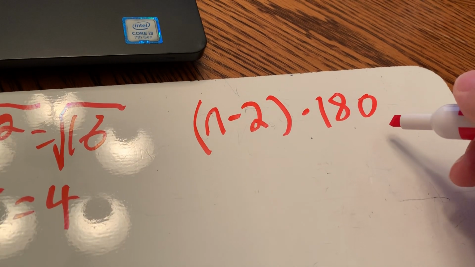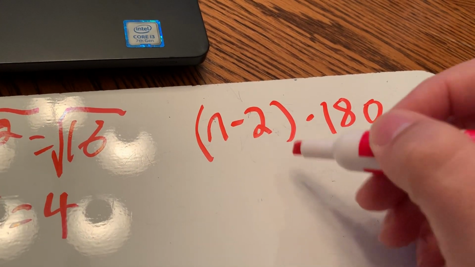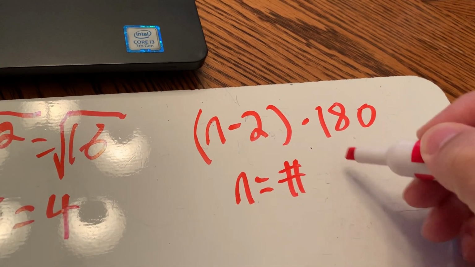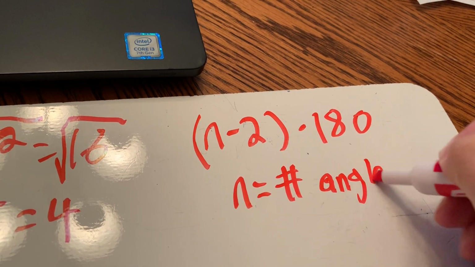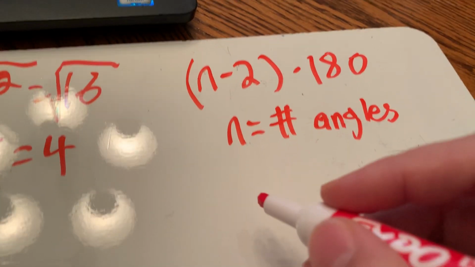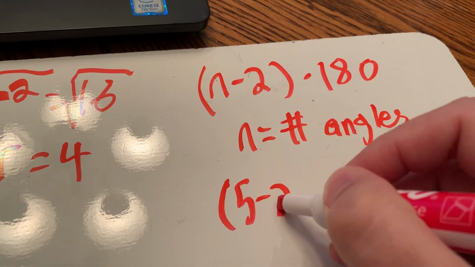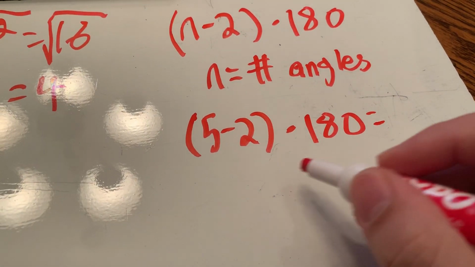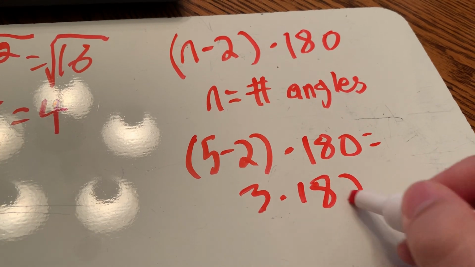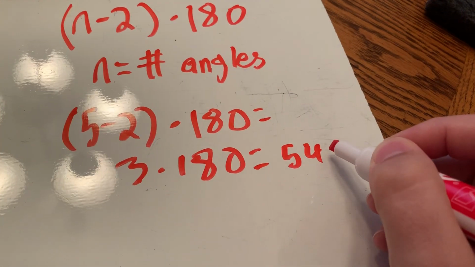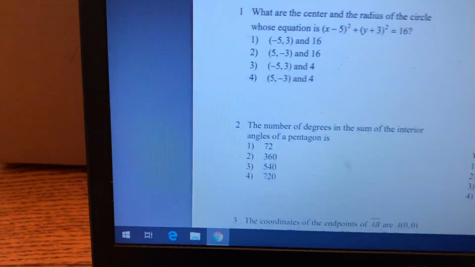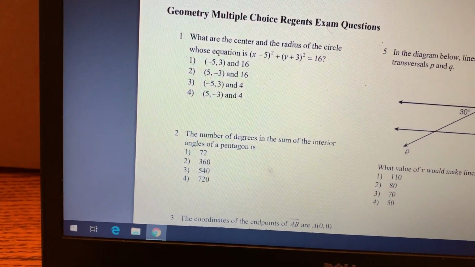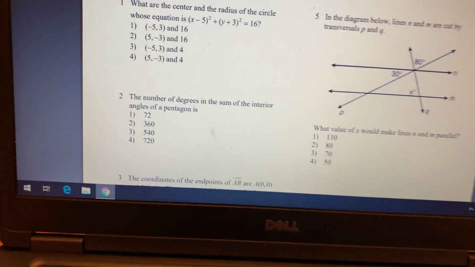We also looked at it where you can get the number of degrees of a single angle by dividing that by n, but again, that's not what we're looking for right now. So n is the number of angles, but of course it's also the number of sides. We have a pentagon, which is 5. So 5 minus 2 times 180. 5 minus 2 is 3 times 180, which is 540, which is answer choice 3. Or again, if you would like to put C, that is okay as well. So that is number 2.